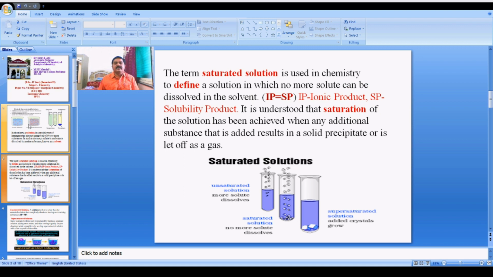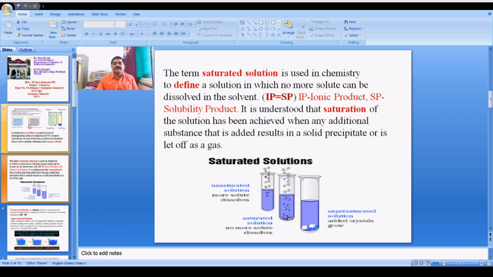The terms saturated, unsaturated and supersaturated can be shown diagrammatically. Here again there are three test tubes. In the unsaturated solution, more solute can be dissolved in the test tube. In the saturated one, no more solute can be dissolved, so it forms a saturated solution. In supersaturated, after the addition of solute to the solvent there is crystal formation. That means crystals grow here.